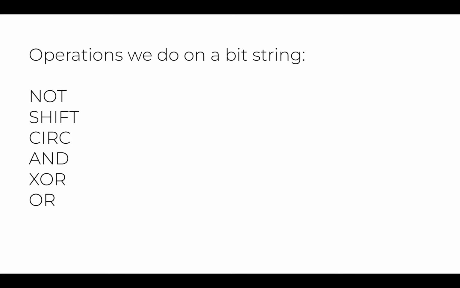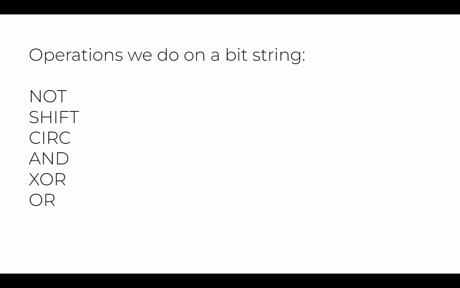In ACSL, the bit strings we'll encounter are 5 bits long. So it's a string with 5 characters, each of which is a bit. As we can see here, it's either 1 or 0. The object of the ACSL questions is to modify and perform operations on these bit strings in order to come to some answer. The operations we can do on a bit string are NOT, SHIFT, CIRC, AND, XOR, and OR.